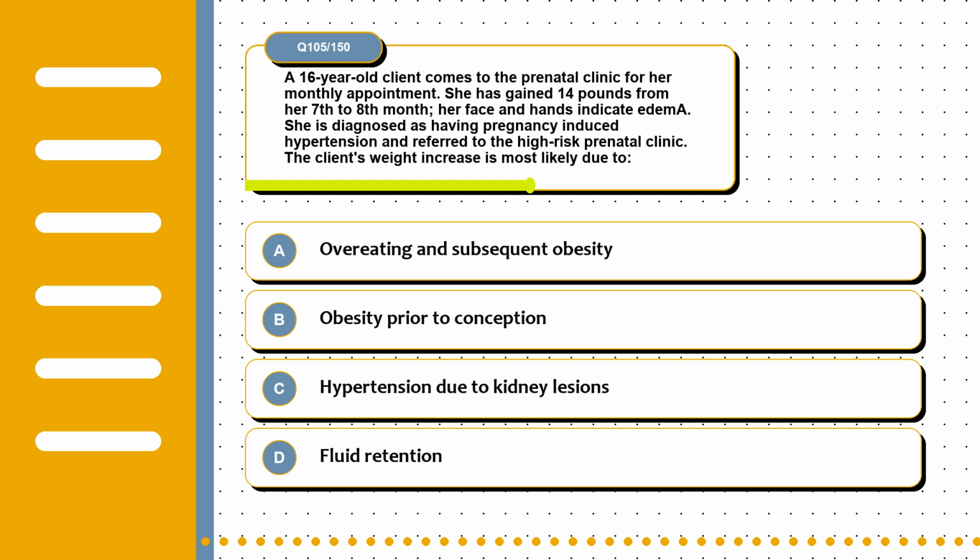Here are the options. Option A. Overeating and subsequent obesity. Option B. Obesity prior to conception. Option C. Hypertension due to kidney lesions. Option D. Fluid retention.